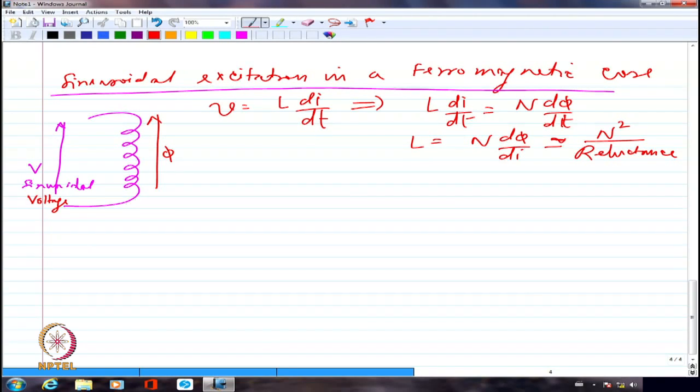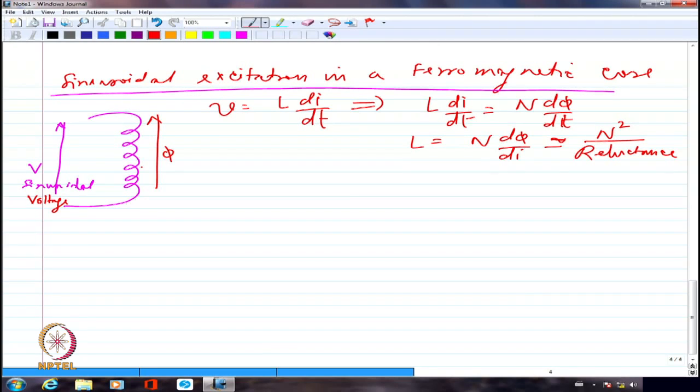So if the reluctance is changing because the permeability is changing due to saturation, the inductance will not be a constant anymore. This we already discussed. So we are not going to have this as a constant. Fine. So this is the inductance. So I can say that the voltage applied will be balanced by the induced EMF in the coil inductance, L di by dt.